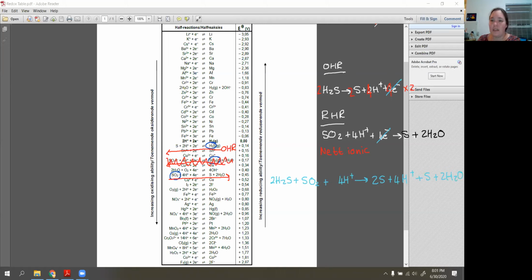So next line, I think I'm going to do in black, hopefully you can see. This 4H+ and this 4H+ are on either side of the arrow, so they cancel out. 2 sulfurs plus a sulfur add together to give me 3 sulfurs. And my overall equation is 2H2S plus SO2 goes to give me 3 sulfurs plus 2H2O.